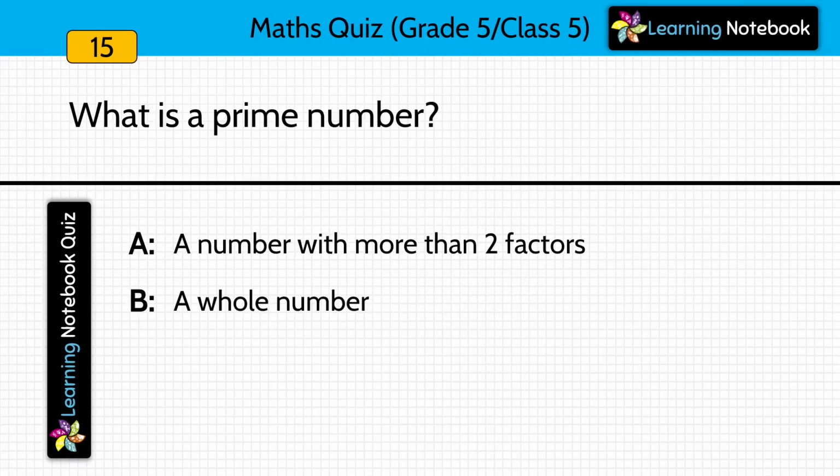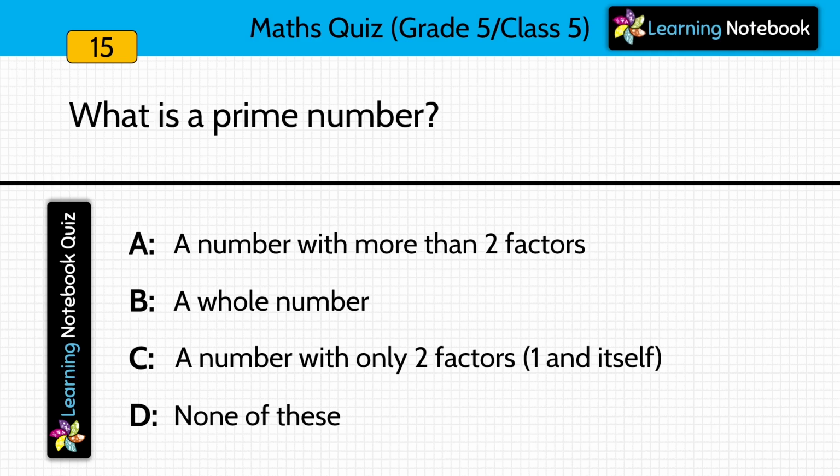What is a prime number? Options: a number with more than two factors, a whole number, a number with only two factors, that is 1 and itself, or none of these. Answer is option C. A prime number is a number which has only two factors, 1 and the number itself. For example, number 2, 3, 5, 7. These are prime numbers because they have only two factors, 1 and the number itself.